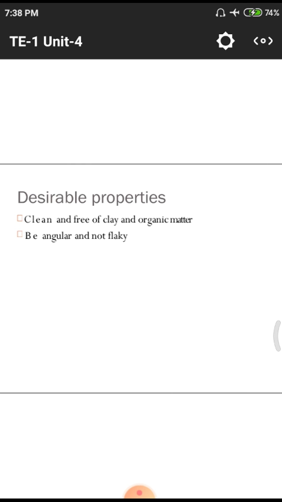What are the desirable properties? A desirable property is clean and free of clay and organic matter. Desirable means we require those features. It requires mainly clean and free of clay. Normally clean means without any impurities. Impurities means if there is some quantity of impurities in the structure, automatically due to those impurities the decay will take place year by year, year by year, year by year.